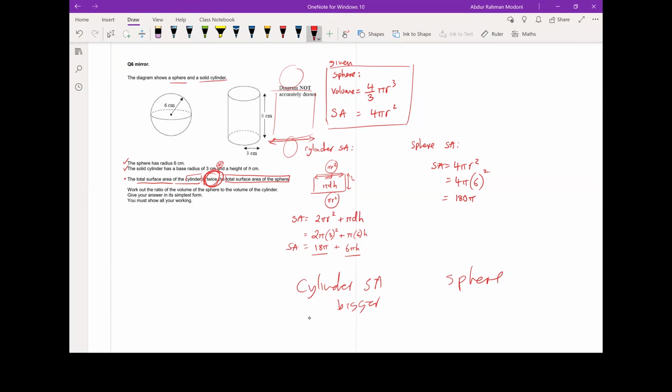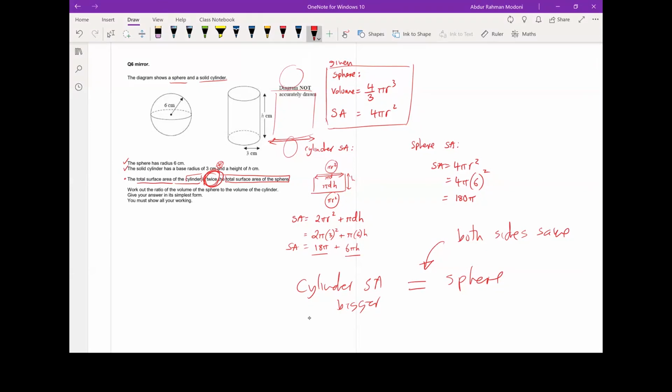So if the cylinder surface area is bigger, how will I make them both equal? Because when you're creating an equation, this equal sign means both sides, the left-hand side and right-hand side of the equal, are the same. Both sides same. So how can I make them the same, knowing that the surface area of the cylinder is bigger? And it's bigger by how much? It's twice as big.